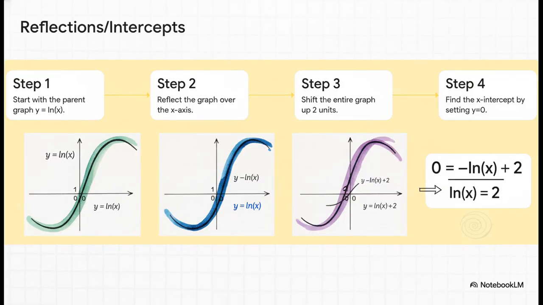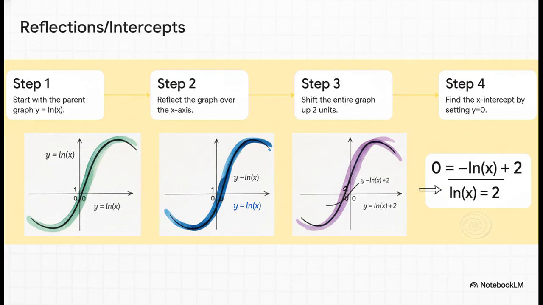We start with our parent graph, y equals the natural log of x. That negative sign flips the whole curve over the x-axis. Then the plus 2 shifts that flipped shape up by 2 units. Now to find that new x-intercept, we just need to figure out where the graph's height is 0.